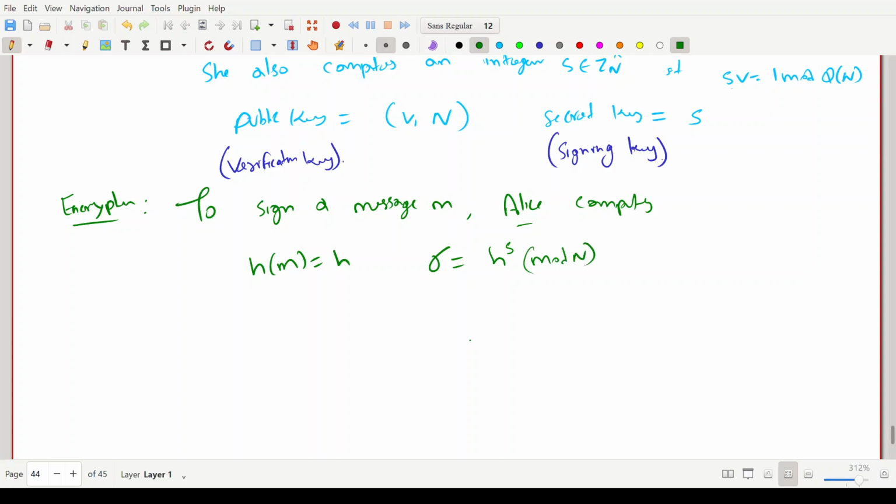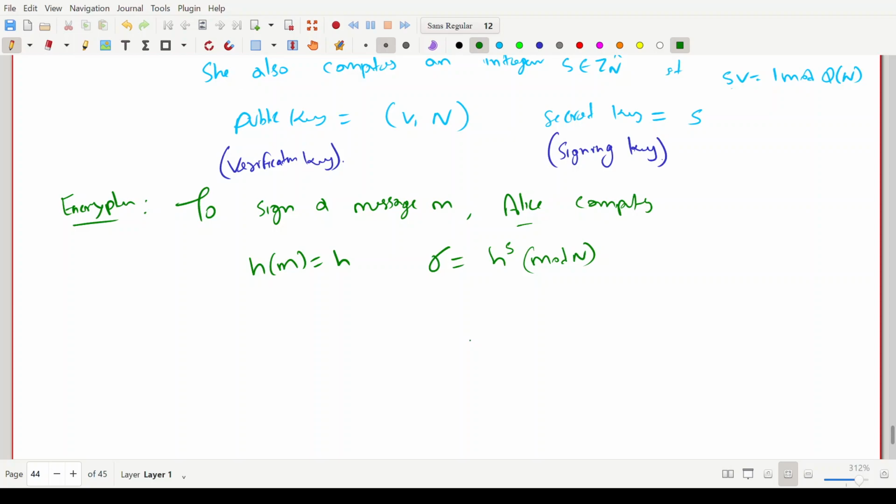One thing you should ask: why is she calculating the signature on the hash, why not on the message? A message can be of any length, but the hash has a fixed length, and there are some attacks which we can prevent by taking the hash. We'll be discussing that later on. So first I had the message, I put it in the hash function, I got the image H, and then I compute the signature: sigma is equal to H raised to S modulo N.